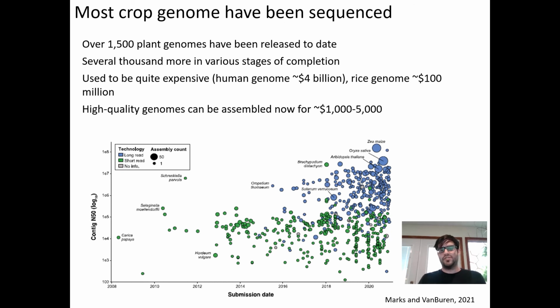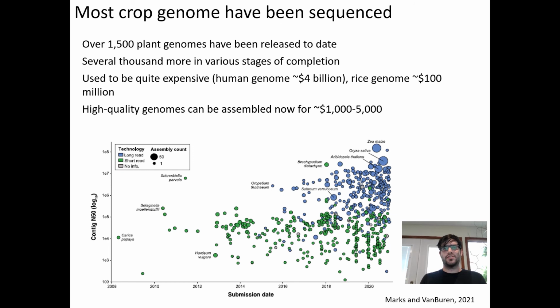And so the human genome, for instance, costs an estimated $4 billion, which is an incredible amount of money and effort from dozens of institutions across the world. And the rice genome, which was one of the first plant genomes to be sequenced, cost about $100 million. And nowadays you can assemble a high quality, essentially complete genome on the order of $1,000 to $5,000, depending on the sequencing technology you're using and the size. So it's been really a stark contrast in the way things used to be.